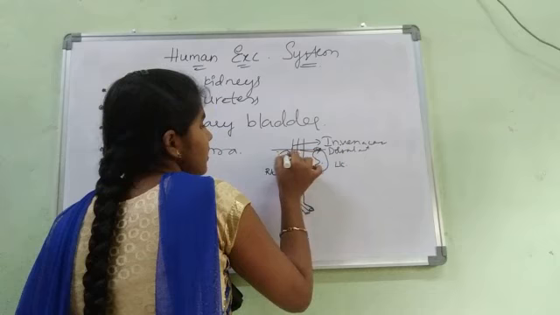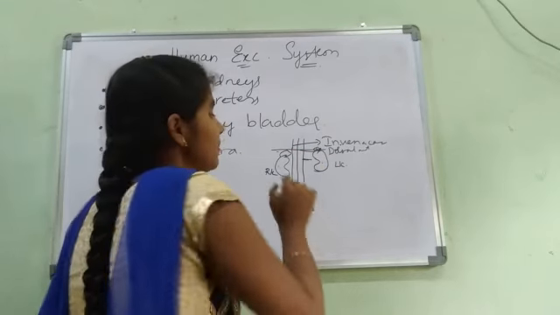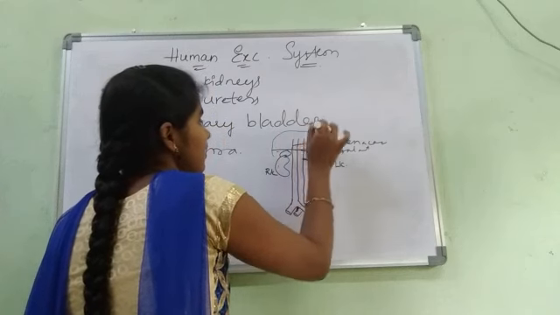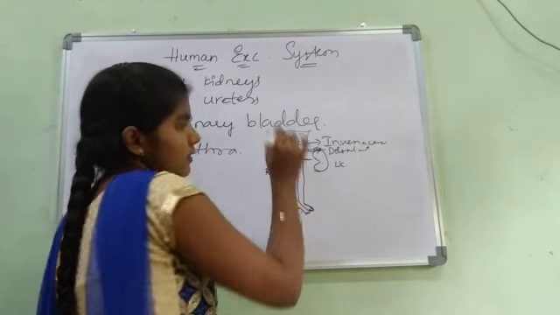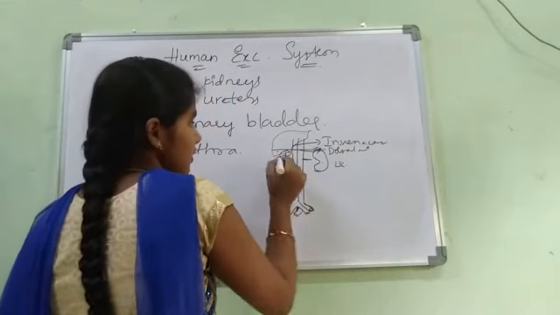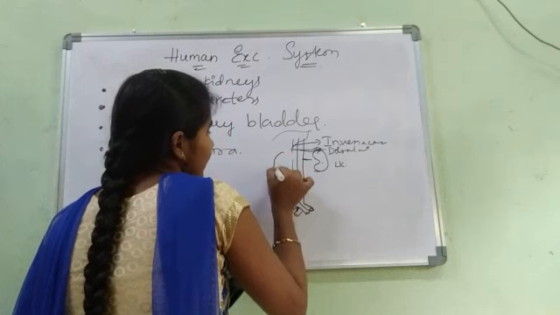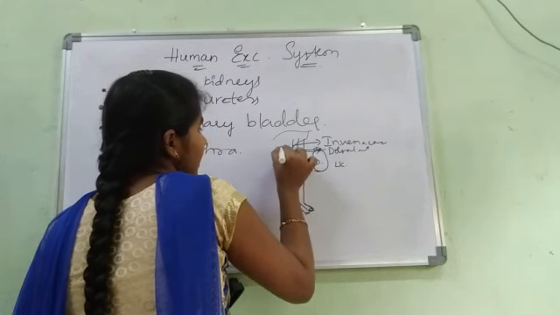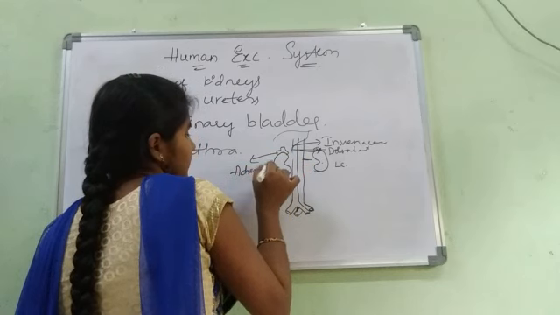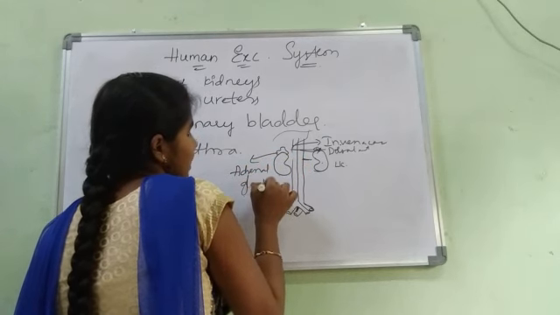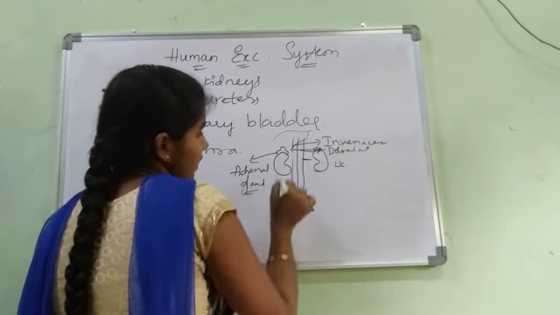If you observe here, the right kidney is slightly lower than that of the left kidney due to the presence of the large liver. On the upper side of the kidney, you will observe a gland called adrenal gland. This is the adrenal gland. We will discuss about this in endocrine system. And this is the inferior vena cava and this is the dorsal aorta.